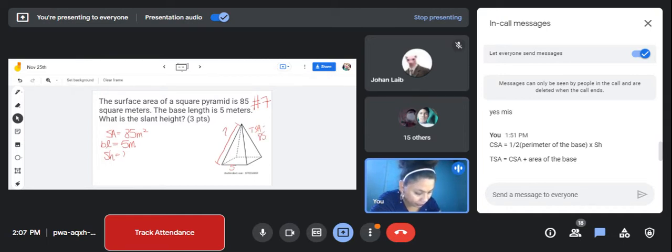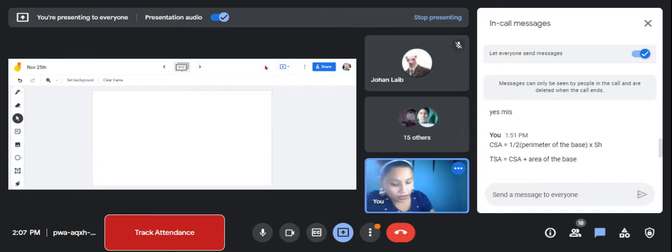Everybody understands what we have to do? Yes, miss. Okay. So now, let me go to a new page because I need space here to work. So, what is the formula for total surface area?